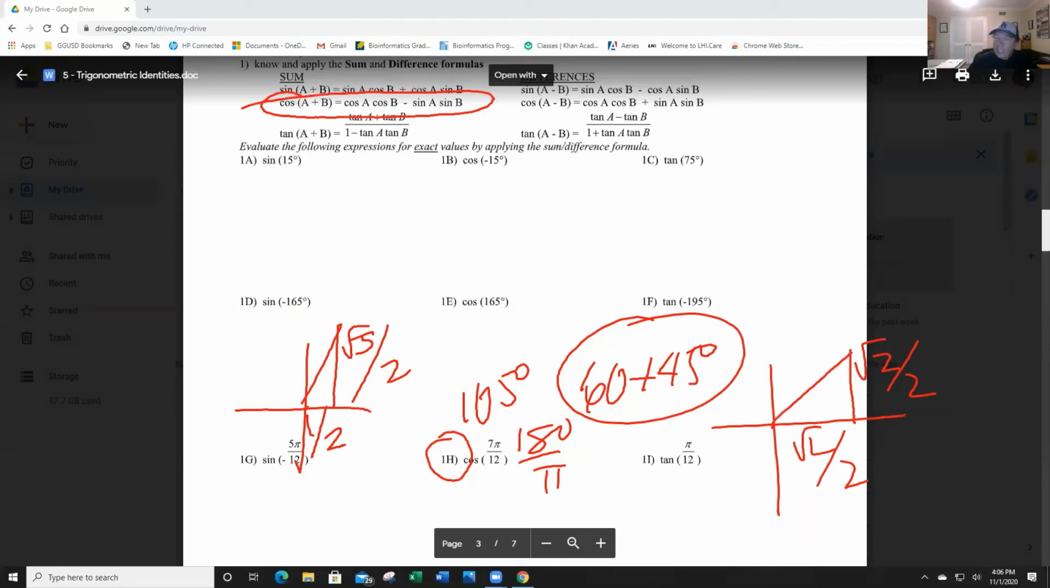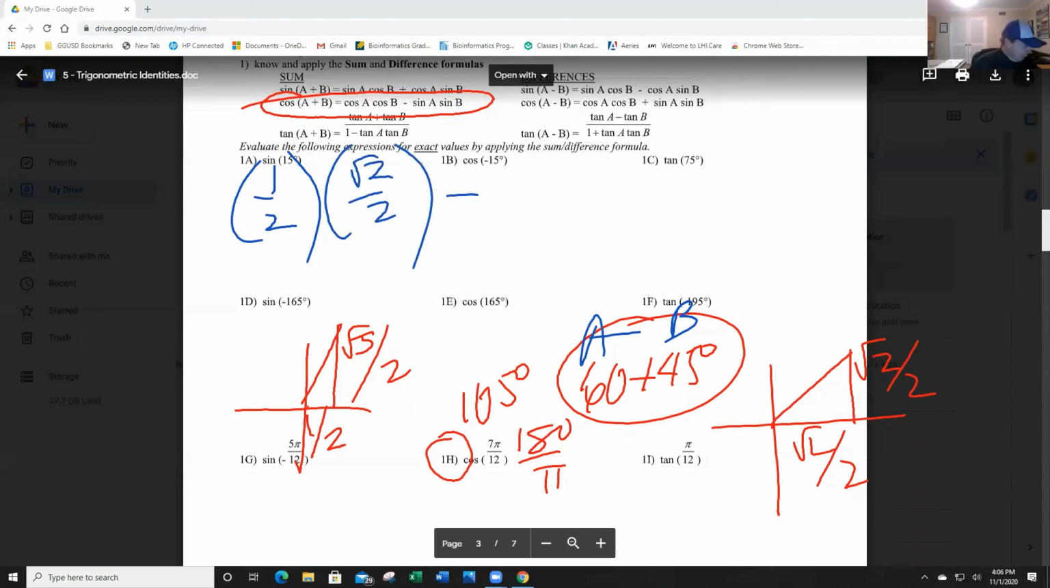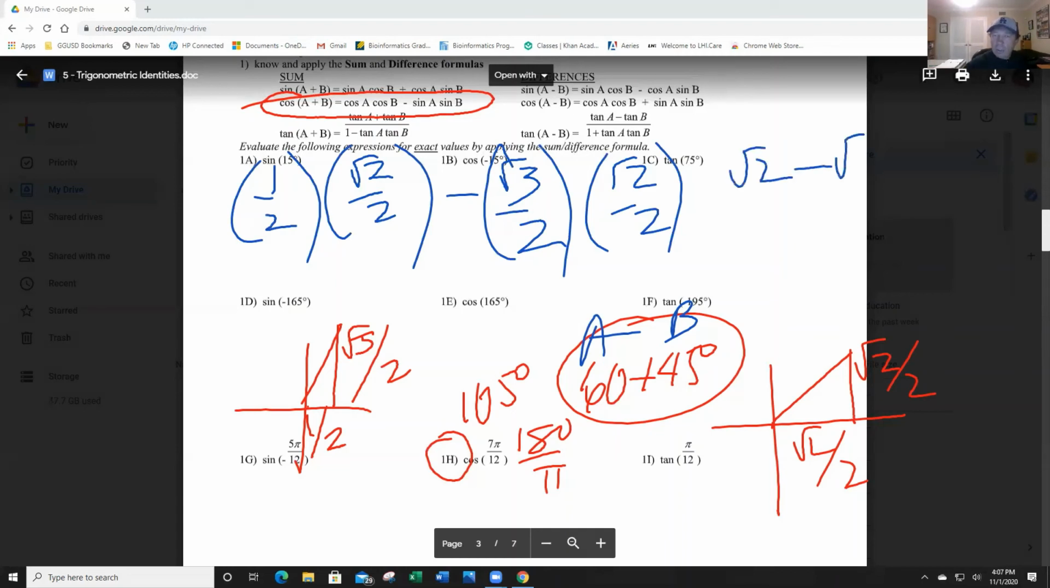Let me change pen colors real quick. This is A, this is B, and here we go. So the cosine of A is the x value, that's 1/2, times the cosine of B, which is radical 2 over 2, minus the sine of A, and the sine of A is radical 3 over 2, times the sine of B, which is radical 2 over 2. So that comes out radical 2 minus radical 6 over 4.